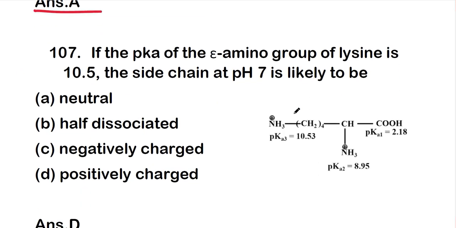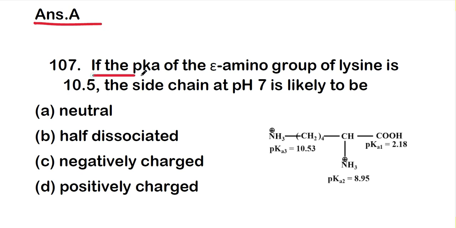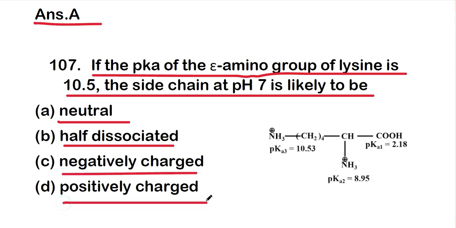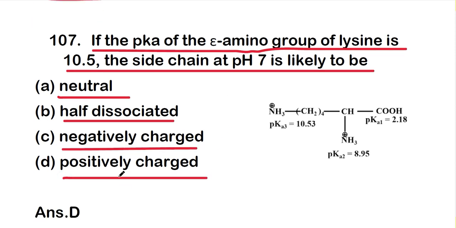So let's move on to the next question, that is, if the pK of the epsilon amino group of lysine is 10.5, the side chain at pH 7 is likely to be: option A, neutral; option B, half dissociated; option C, negatively charged; option D, positively charged. And the right answer is option D, that is positively charged. So if the pK of the epsilon amino group of lysine is 10.5, the side chain at pH 7 is likely to be positively charged.